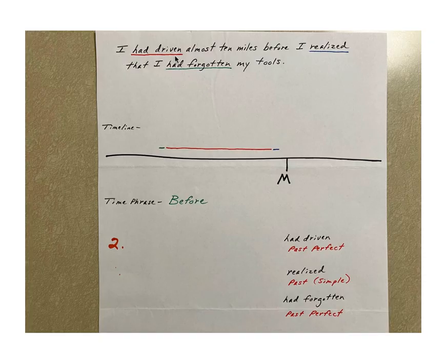I had driven almost 10 miles before I realized that I had forgotten my tools. So: had driven, realized, and had forgotten. You can visually see it. It's kind of nice, it's easy to visualize. And your time phrase would be before the moment of speech. And here's your verb tenses for that sentence.